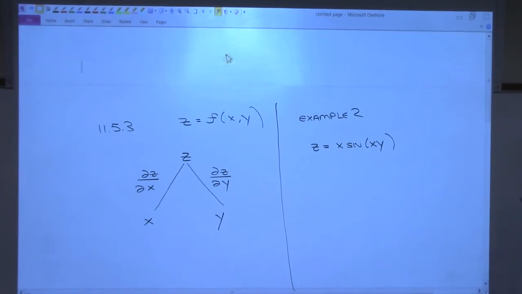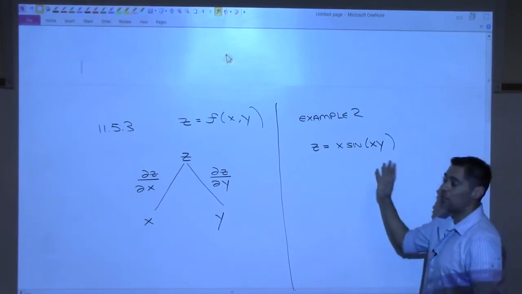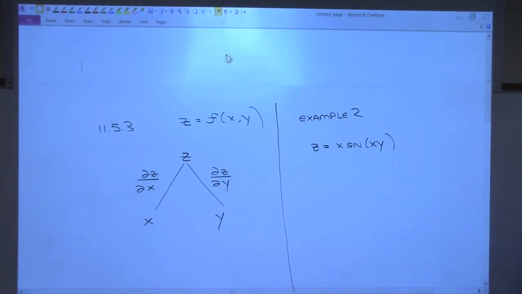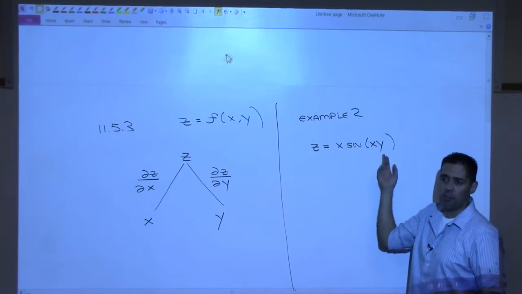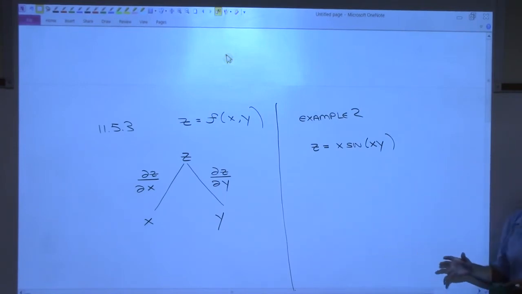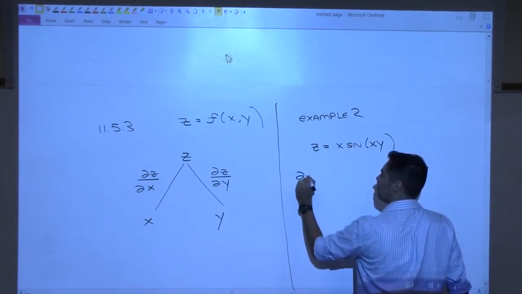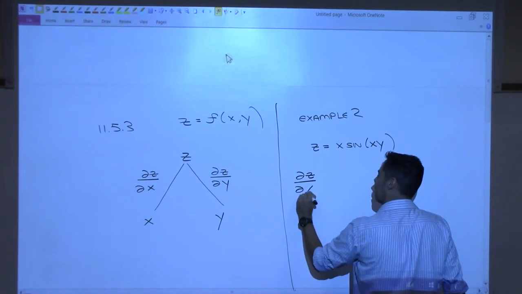Okay, example 2. So let's find how many derivatives are possible here. 2, right? That's it. Because z depends on x and y, so there's 2 derivatives possible: partial of z with respect to x and partial of z with respect to y, right? So let's start with the partial of z with respect to x.